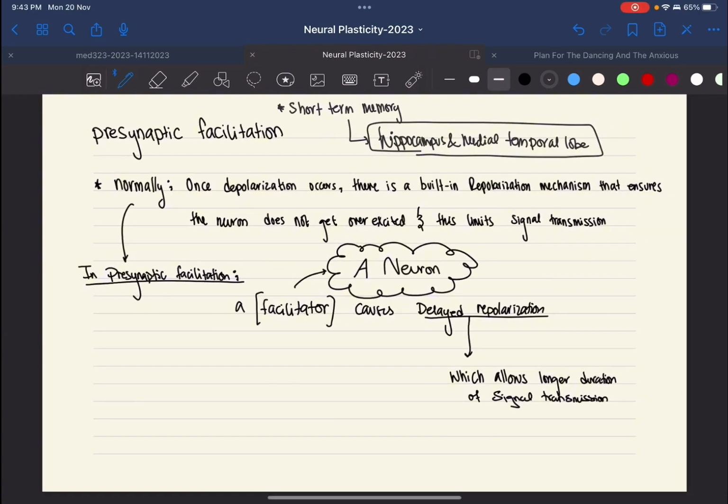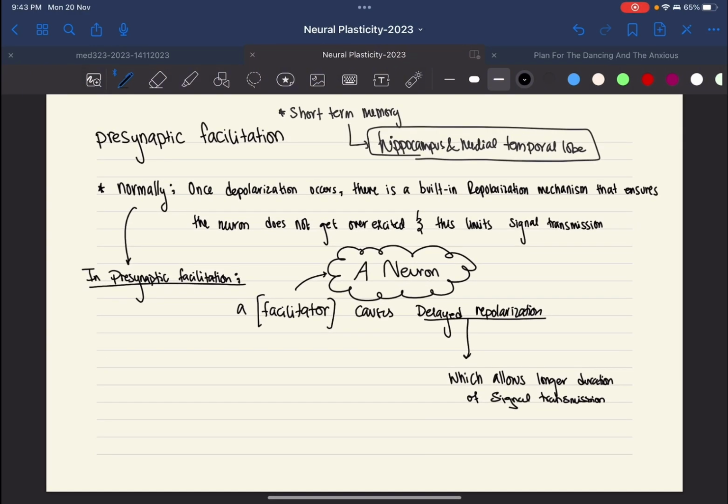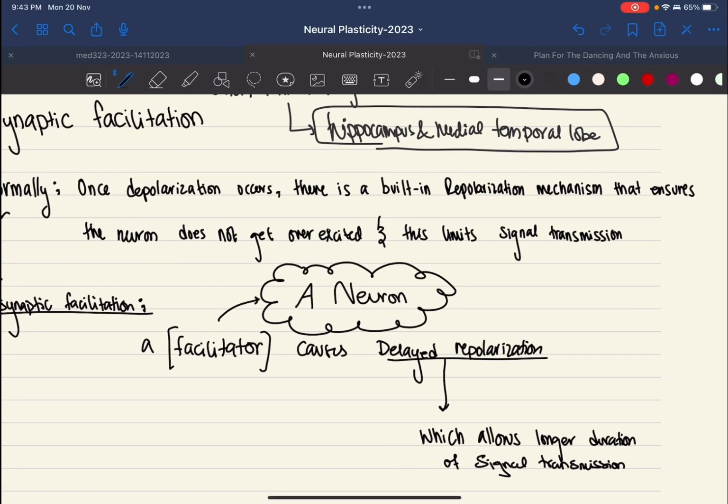Okay. So, in order to understand presynaptic facilitation, we need to review how normal signal transmission happens. Basically, in very simple terms, for a signal to be transmitted from one neuron to another, the presynaptic neuron needs to be depolarized. Depolarization needs to occur, meaning it needs to lose its negative charge. And that happens when calcium rushes into it, because calcium has a positive charge. When depolarization occurs, this is when the signal is transmitted.